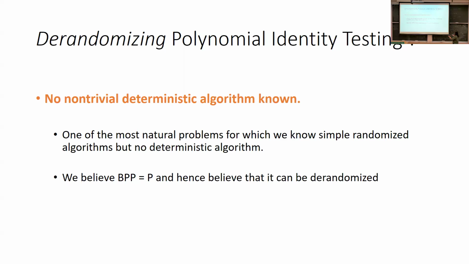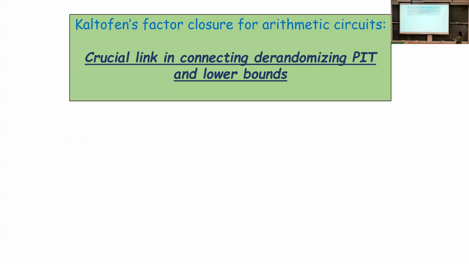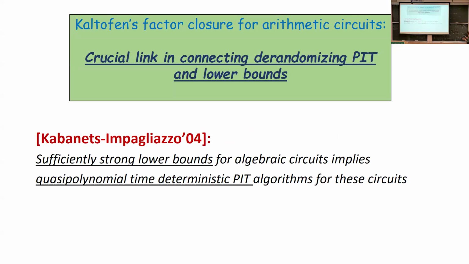Complexity theorists in general believe that this can be de-randomized. And this Kaltofen's factor closure for arithmetic circuits links these two problems, de-randomizing PIT and proving lower bounds. And in the beautiful work of Kabanets and Impagliazzo, from 2004, they showed that if you can prove sufficiently strong lower bounds for arithmetic circuits, this implies an almost complete de-randomization of PIT for these circuits. And this proof, which shows that one implies the other, uses Kaltofen's result.